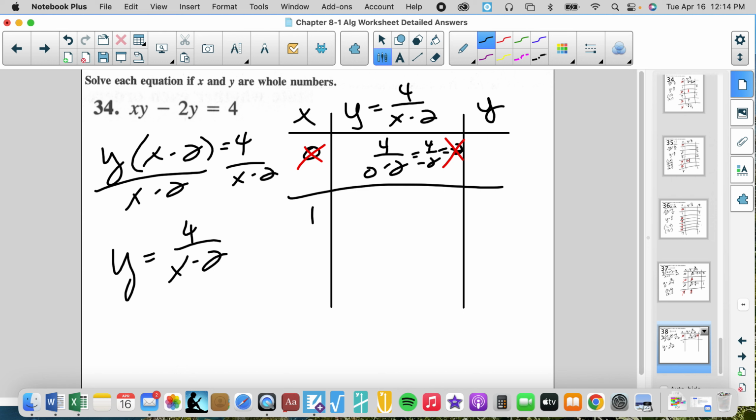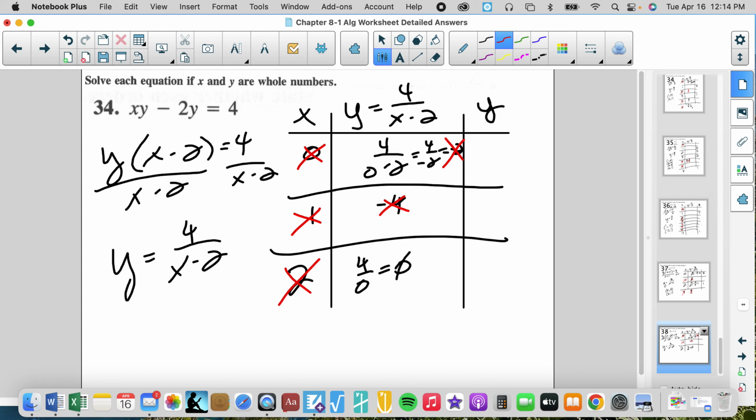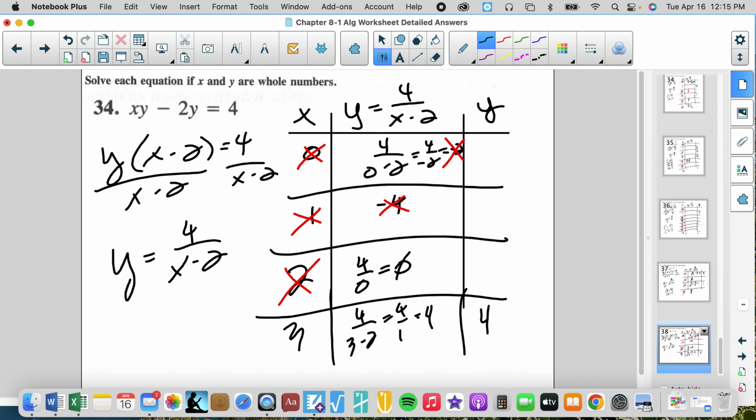1. 1 gives us negative 4. That's a no-go. 2. 2 gives us 0. 4 over 0, which is no solution. Sorry, that equals no solution. That's no. 3, yes. 4 over 3 minus 2 is 4 over 1, which equals 4. So we got a solution finally.